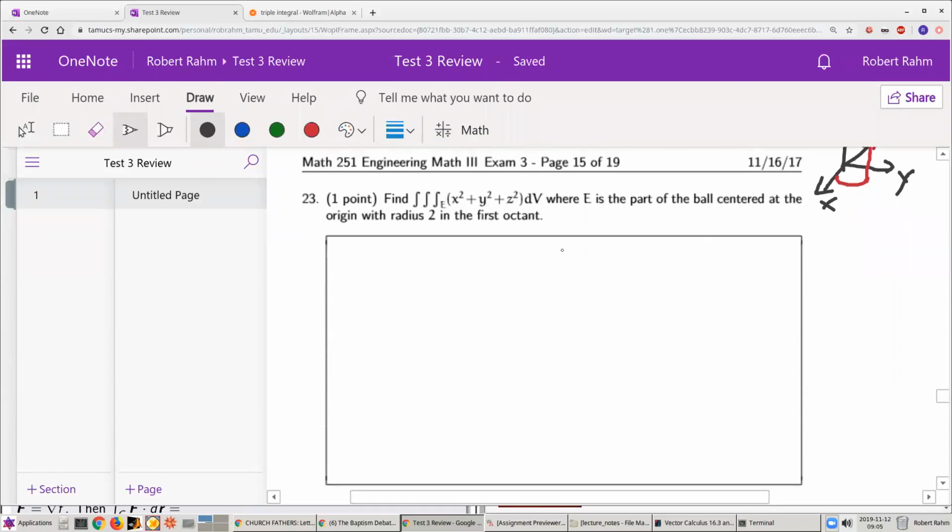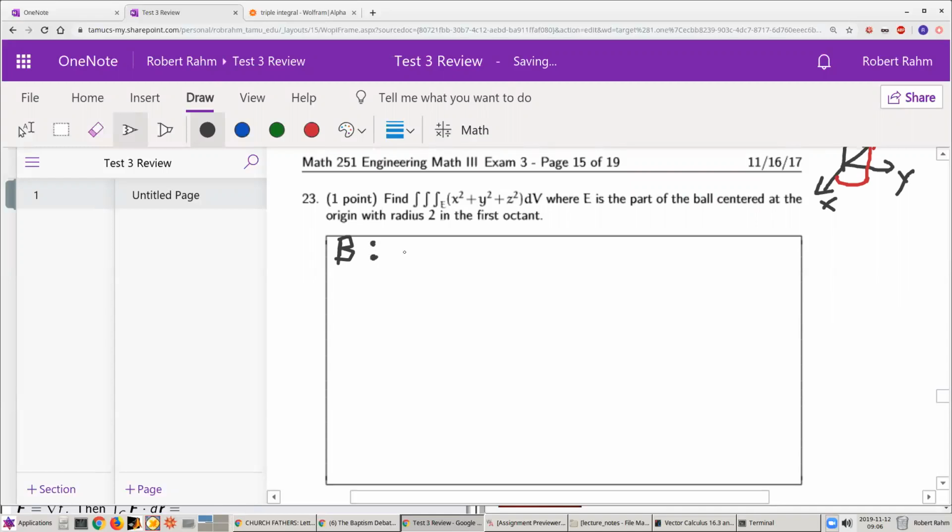Okay, so we want to find this integral where E is the part of the ball centered at the origin with radius 2 in the first octant. Let's look at the ball of radius 2 and then we'll deal with the first octant part. So let's come up with the spherical coordinates region for this ball of radius 2.